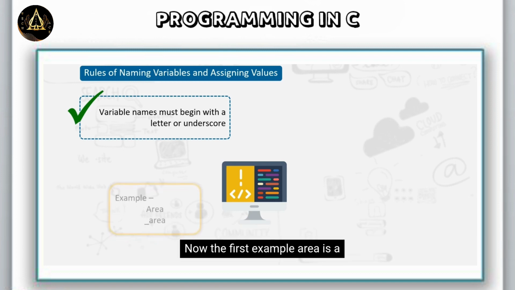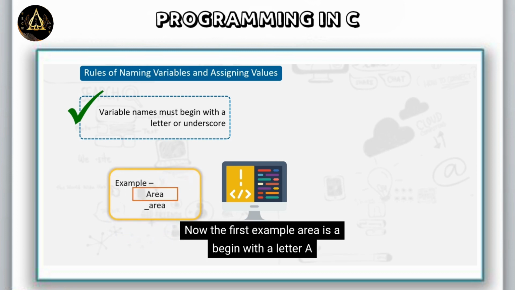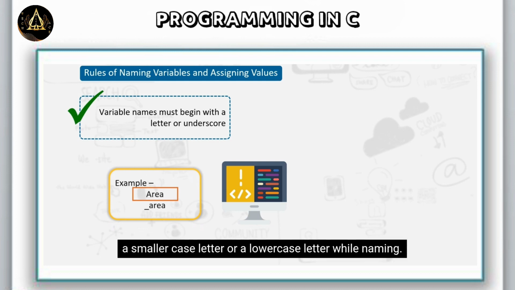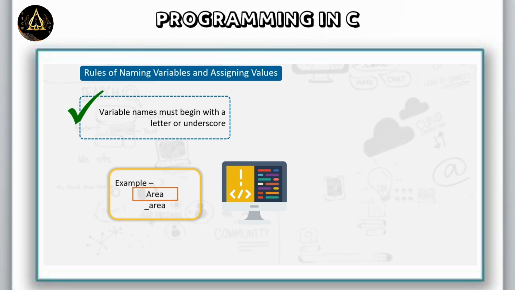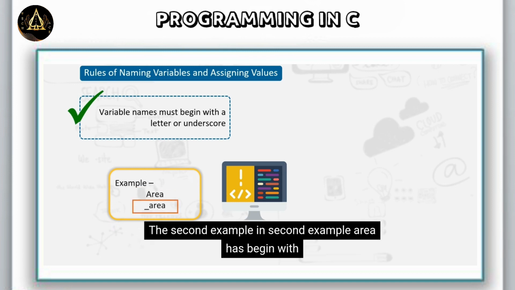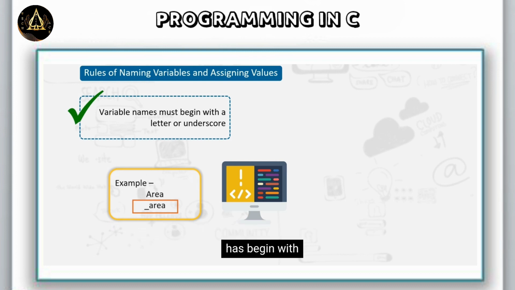Now the first example, area, begins with the letter A, which is a capital letter. We can also use a lowercase letter while naming. In the second example, the variable name has begun with an underscore, which is also a valid variable name.